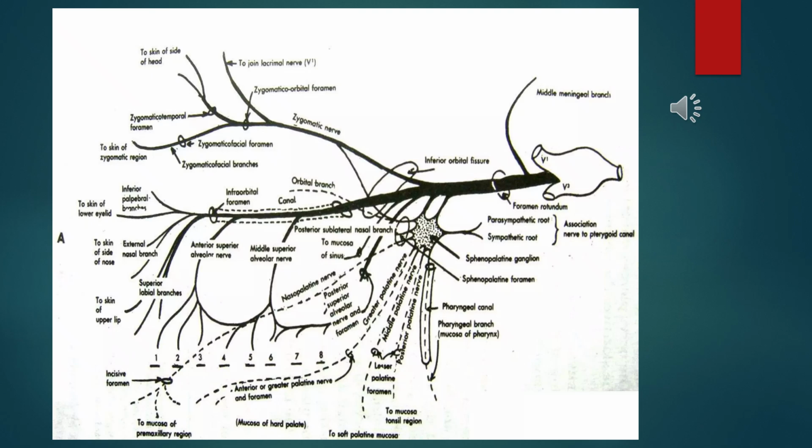Then, after giving these three branches, that is zygomatic, posterior superior alveolar, and pterygopalatine branches, the maxillary nerve takes its further forward course, enters the orbit through the inferior orbital fissure, and turns into the infraorbital groove or canal. Here, it gives two branches, the middle superior alveolar nerve and the anterior superior alveolar nerve. The middle superior alveolar nerve joins with the other alveolar nerves to form the superior dental plexus.